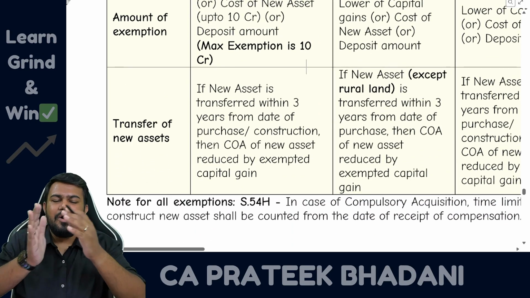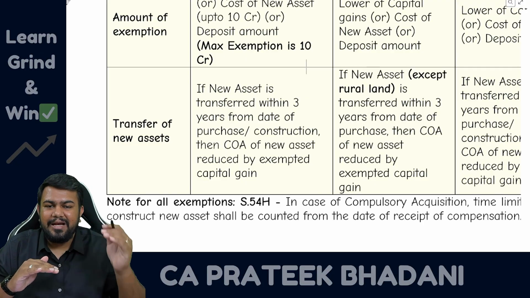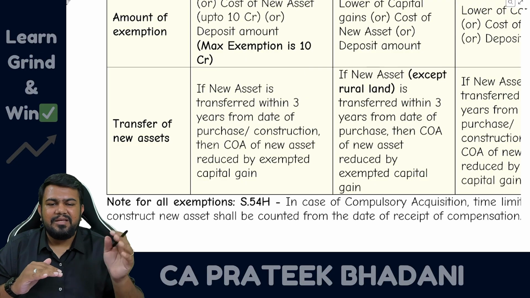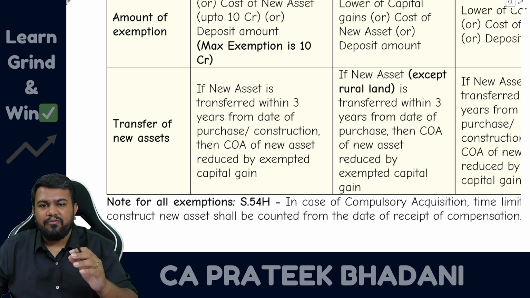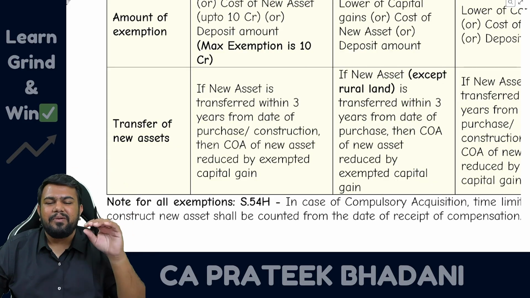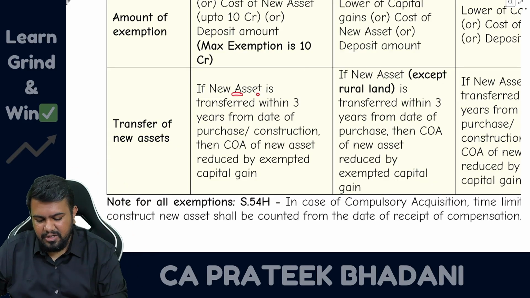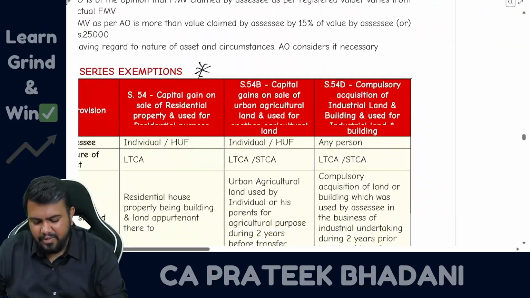Then this new house, whichever is purchased or constructed, also has to be held for at least 3 years. Within 3 years, you cannot transfer. However, if you are transferring within 3 years, then whatever exemption was claimed earlier, you reduce that exemption from the cost of acquisition of the new asset. Fine, so this is the concept. Now other sections, let me quickly finish.